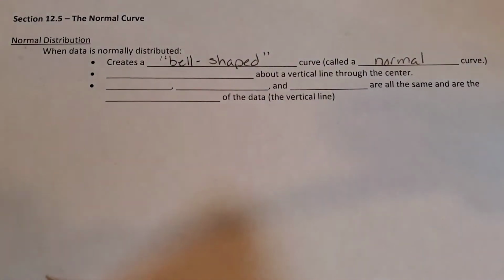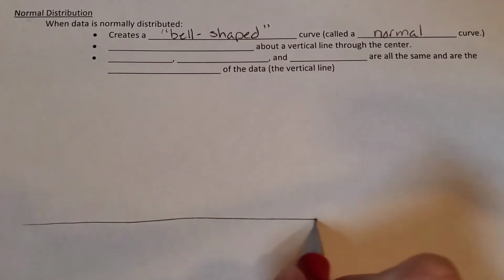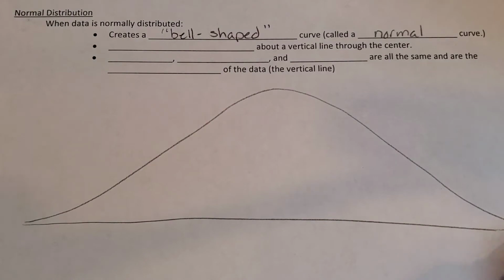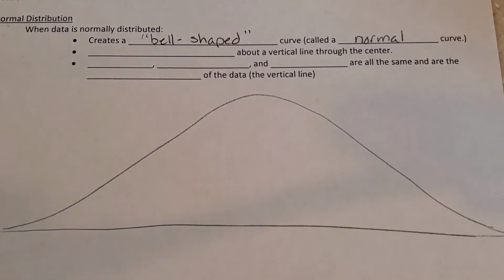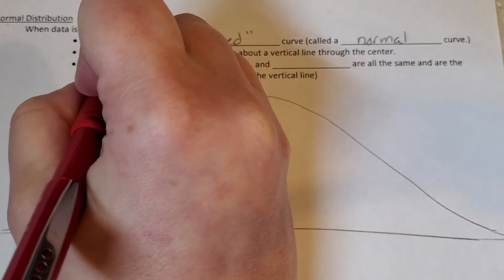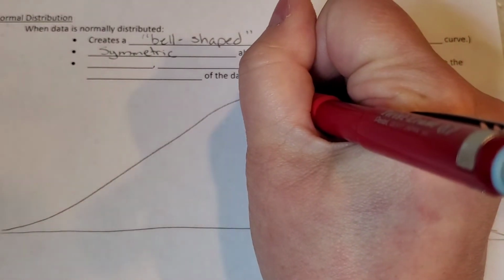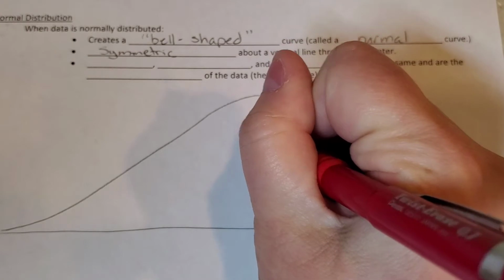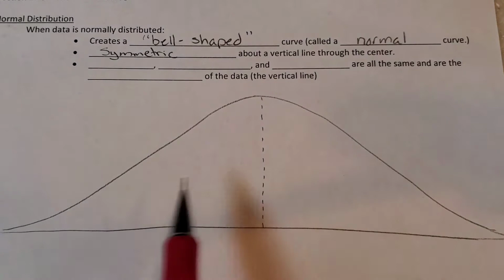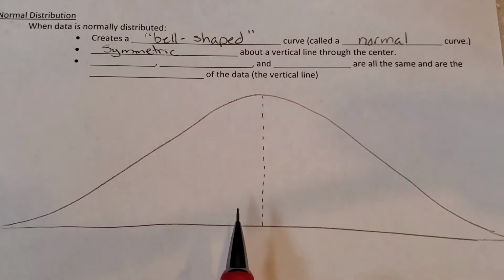And so we get our data in what looks like a very bell-shaped curve. In the bell-shaped curve, the normal distribution, the data is symmetric about a vertical line through the center. So let's assume that I can draw well enough that both sides are identical, that the data is symmetric about this line down the center.